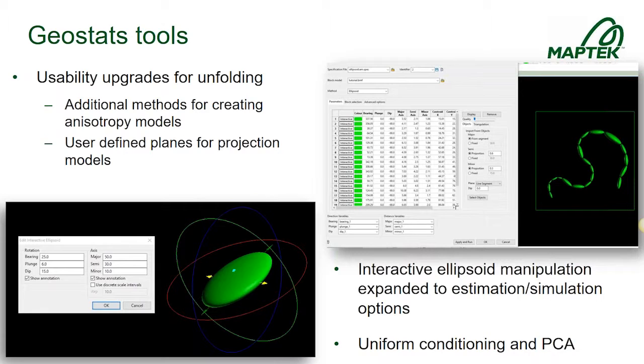For ellipsoid manipulation, if you think back to any of the estimation and simulation tools, basically anywhere in Vulcan where you're specifying an ellipsoid, you're able to now do that interactively. So you're able to display the ellipsoid on the screen, which allows you to see it in relation to your data and better visualize things. But then as you're working with it, you can interactively grab onto the handles and controls and manipulate the rotation or the dimensions of the axes.